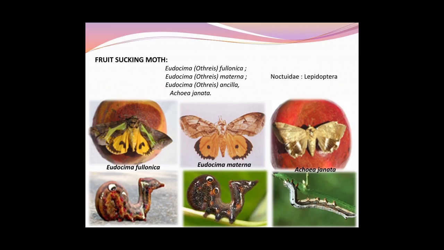Then next pest of citrus is fruit sucking moth. So these are the 3 species of fruit sucking moth. Firstly, Eudocima phalonia, second one is Eudocima materna, and third one is Eudocima anilla, or also Achaea janata. So it belongs to family Noctuidae and order is Lepidoptera. So in this image we see the first species Eudocima phalonia, second one Eudocima materna, and last one is Achaea janata.